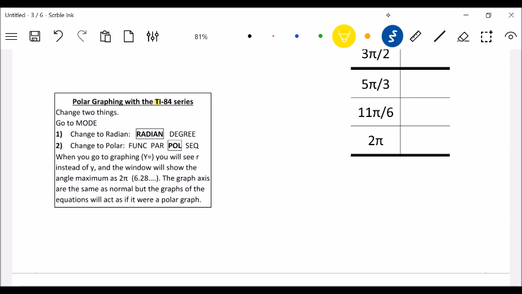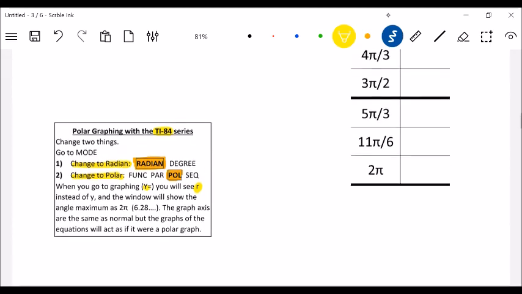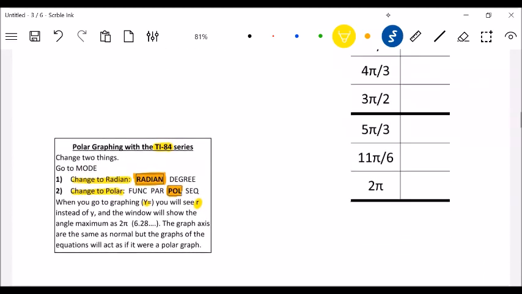So if you have a TI-84 series calculator, you would change two things. You would change to radians, and you would change to polar. So those two things: change to radian, change to polar. Okay. Then when you go to graphing, you'll see that there's an R there, the y equals thing. You'll see R instead of Y, and the window will show an angle maximum. So then you'll put in the numbers in there based on that, and then take a look and see what it looks like. And you might play with the window as you need to, but this is the basic instructions, a basic way of doing it here.